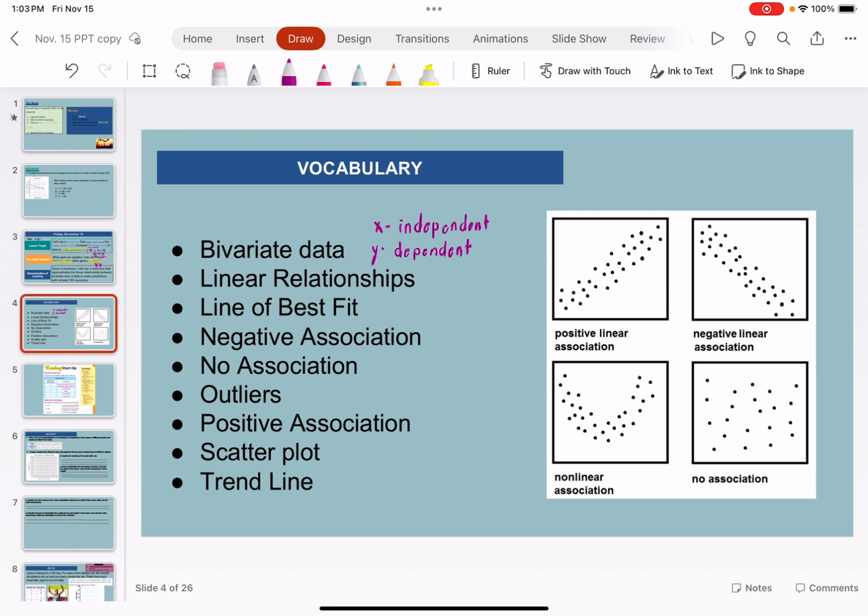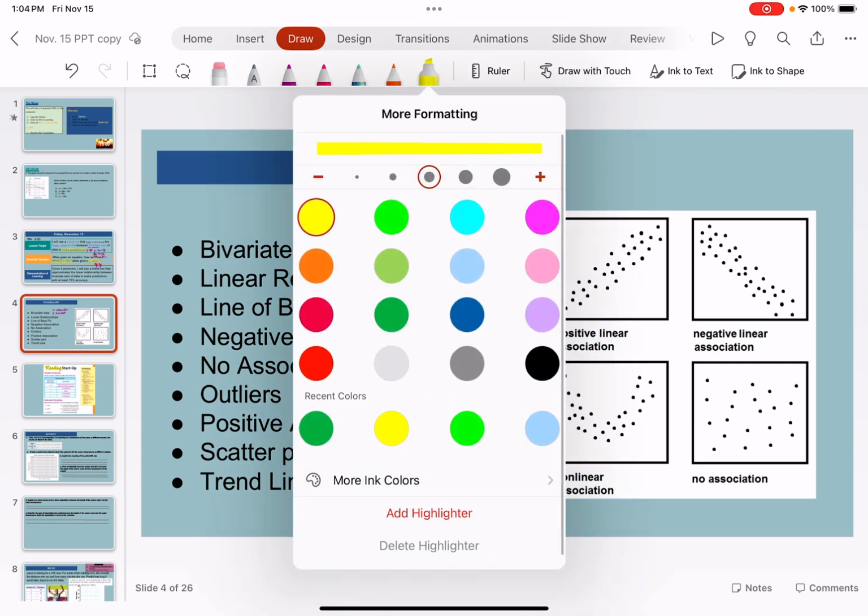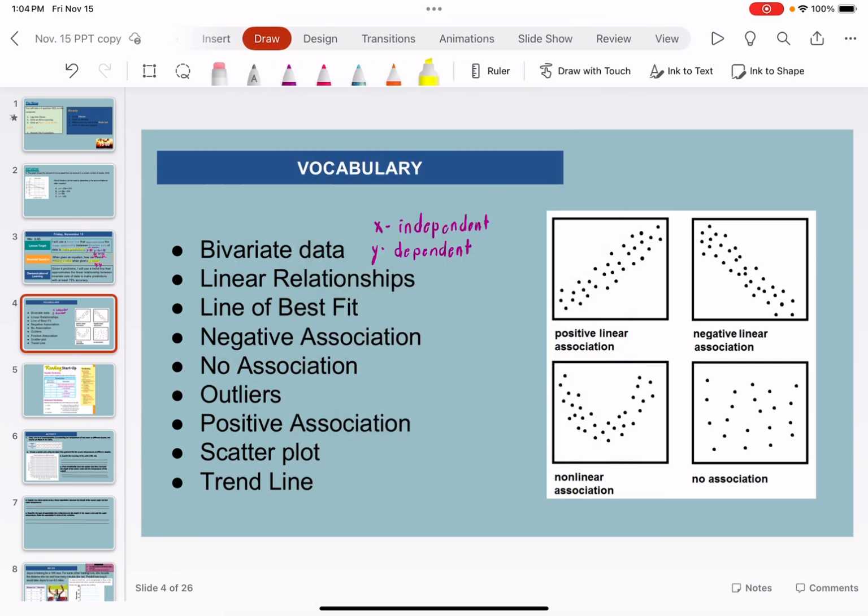Okay, linear relationships. That's a straight line relationship between two variables. We've talked a lot this year about linear relationships. Then we have line of best fit. Line of best fit is a straight line that establishes a trend of scattered points that is used as a prediction tool. So line of best fit is going to be linear, right? Because it is a straight line.